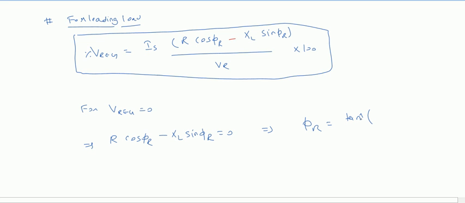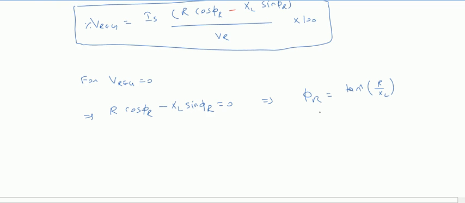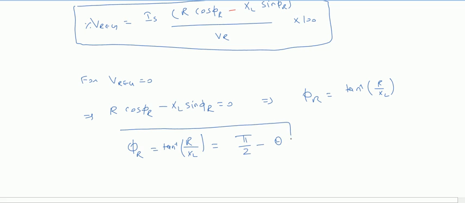Tan inverse R by XL, right? So I will write this as phi R equals tan inverse R by XL. Now if you want to write this in terms of impedance angle, you can write it that way also. Impedance angle will be what? Tan inverse XL by R, right? So we can write this as pi by 2 minus theta. Theta is tan inverse XL by R, that is the impedance angle of the transmission line.